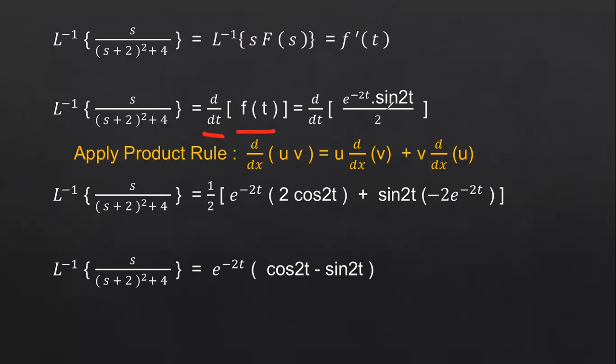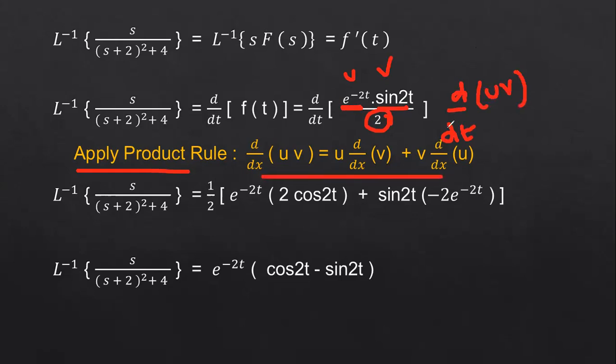What is f of t? E power minus 2t into sine 2t by 2. Okay, right. So now here we'll have two functions in the differentiation. One is considered as the u function, and this one will be considered as the v function. The 1 by 2 is a constant and can be taken outside. So we have to differentiate these two functions by applying the product rule, the uv rule, that is multiplication. I have written that here.